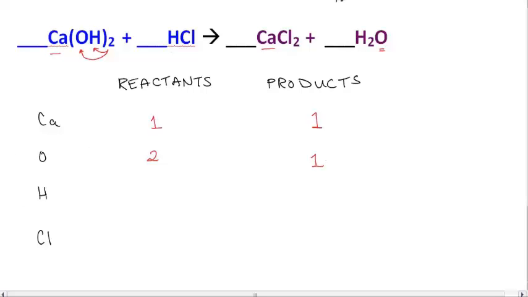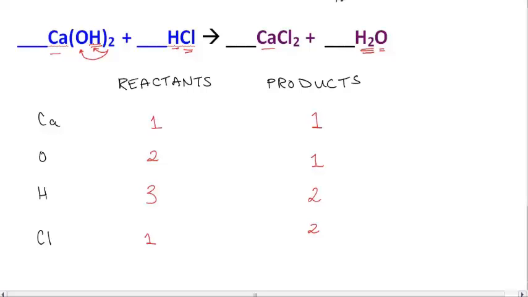I have 3 hydrogens in the reactants because I've got 1 over here and 2 over here. And I have 2 hydrogens in the products. Last but not least, I have 1 chlorine in the reactants and 2 chlorines in the products. Now, pause the video for a few minutes and see if you can actually figure out on your own how to balance this chemical reaction as practice, and then check your work with my answer once you're done.